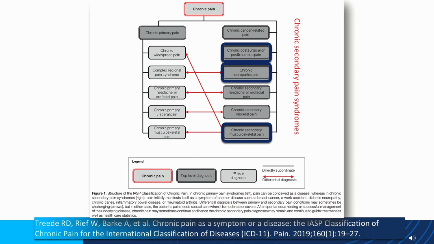Chronic pain. There's two types of chronic pain. There's primary chronic pain and secondary chronic pain. On the right-hand side of the slide, there'll be the secondary chronic pain syndromes. So focusing on the left side, chronic primary pain. This is pain that includes widespread pain, complex regional pain syndrome, some forms of primary headache and orofacial pain, visceral pain, and even some types of musculoskeletal pain, such as back pain, can be a primary pain condition.